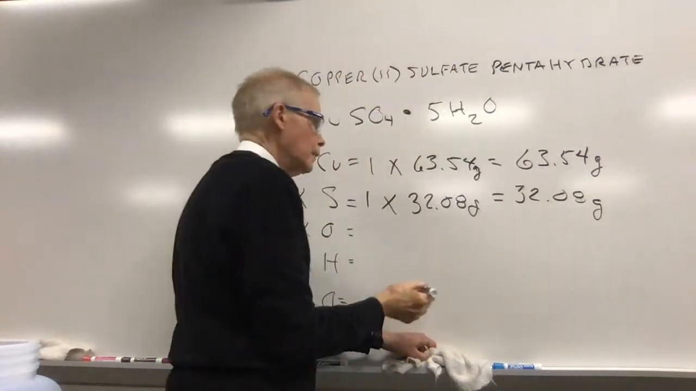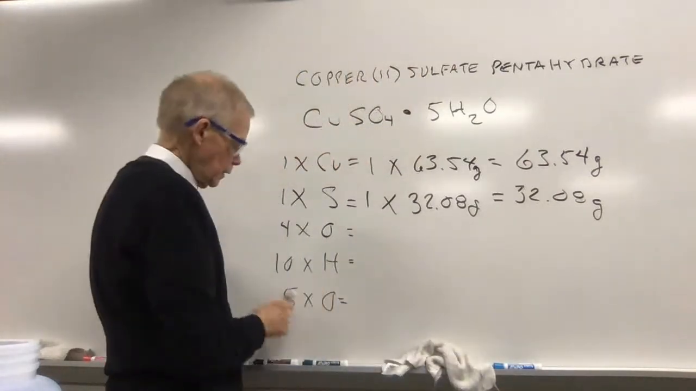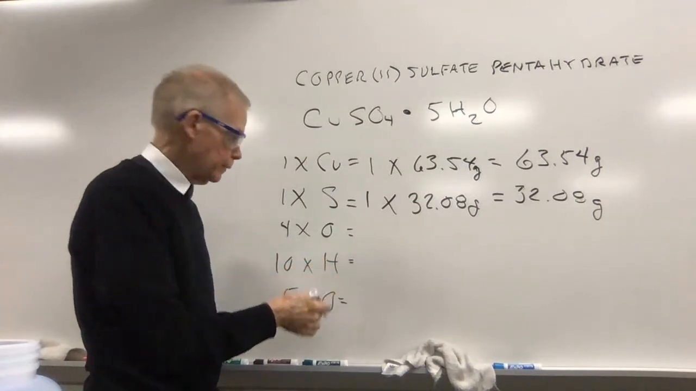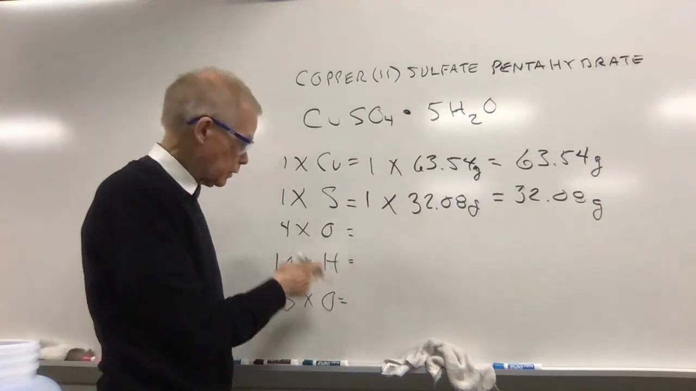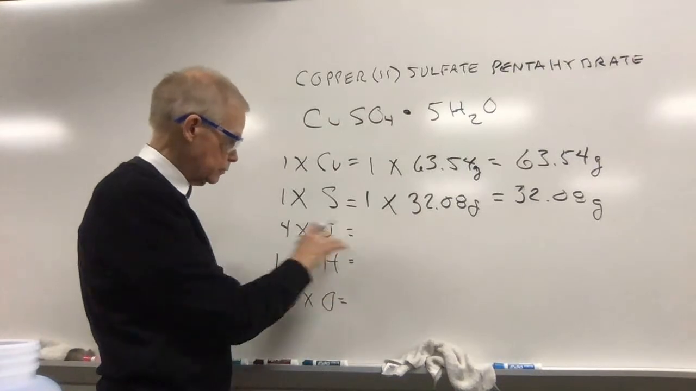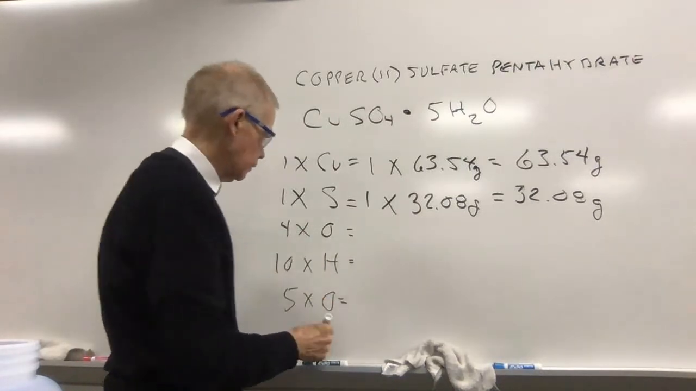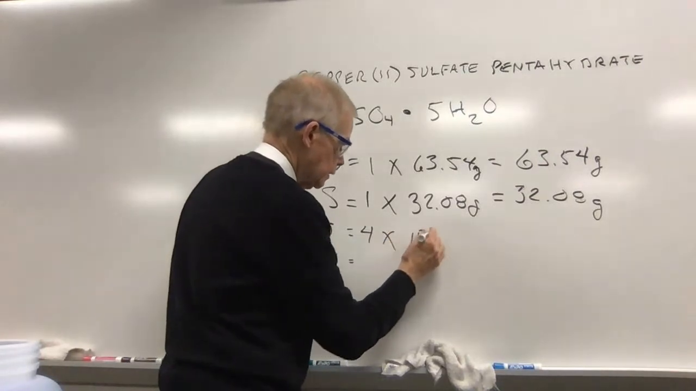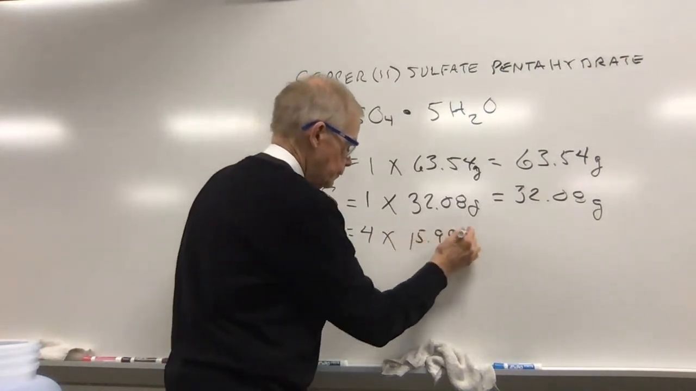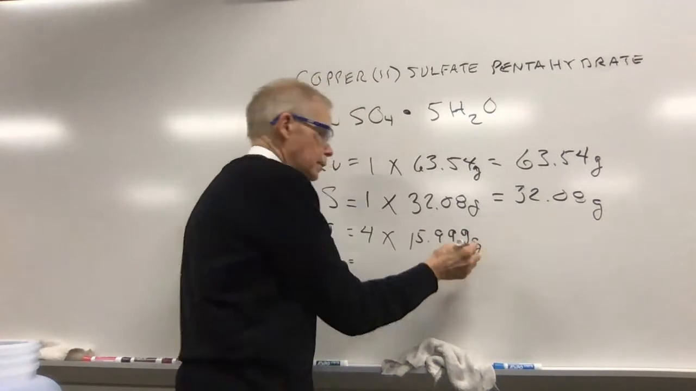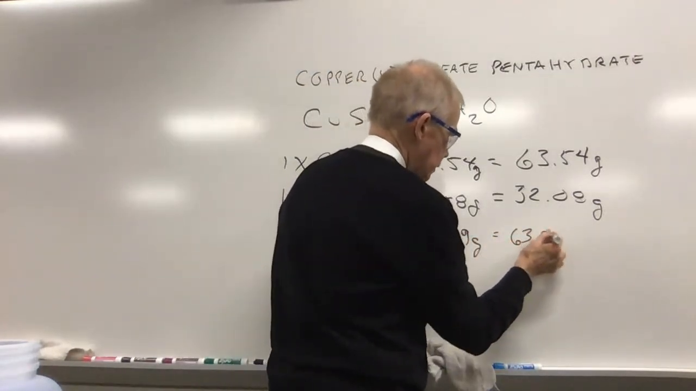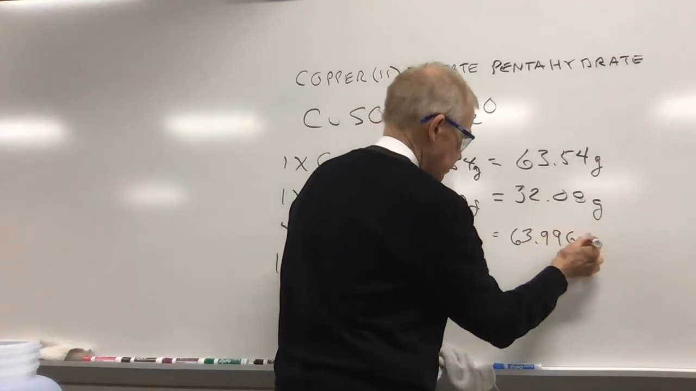And my oxygen, I have 4 here, I have 5 here. I'm going to keep them separate for the time being. I could put them all together and call it 9, but I'd like to show them in steps or stages here. So I'm going to have 4 times oxygen. That's 15.999 grams. I multiply that by 4, I get 63.996 grams.